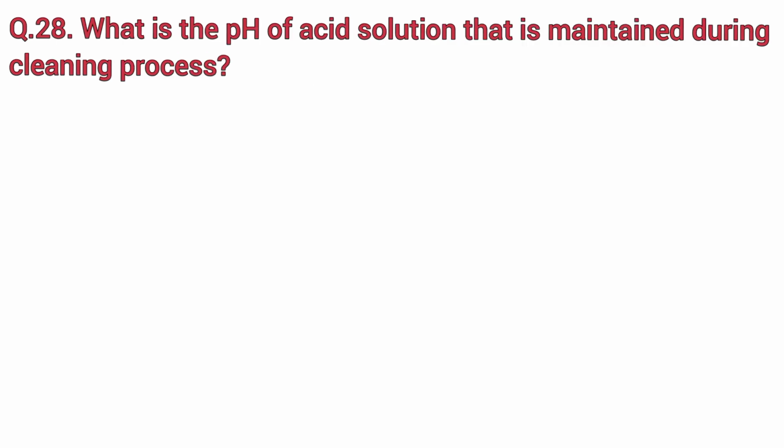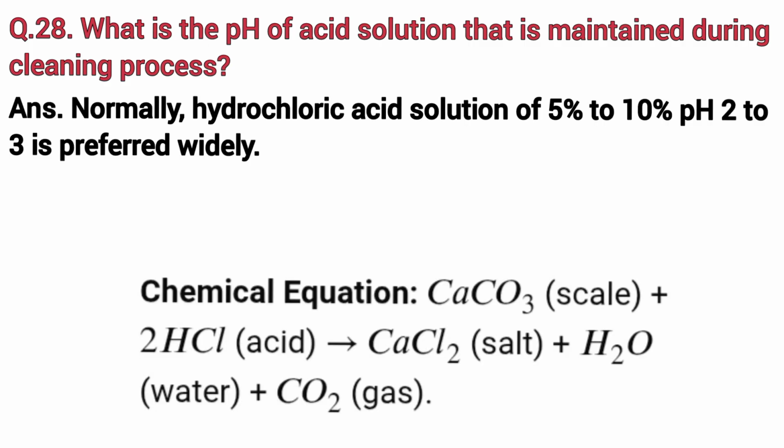What is the pH of the acid solution that is maintained during the cleaning process? Normally, hydrochloric acid solution of 5% to 10%, pH 2 to 3, is preferred widely.